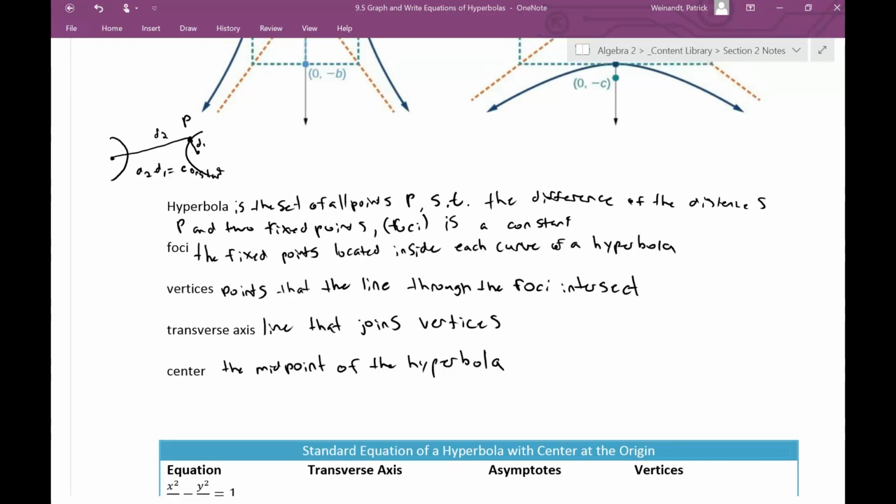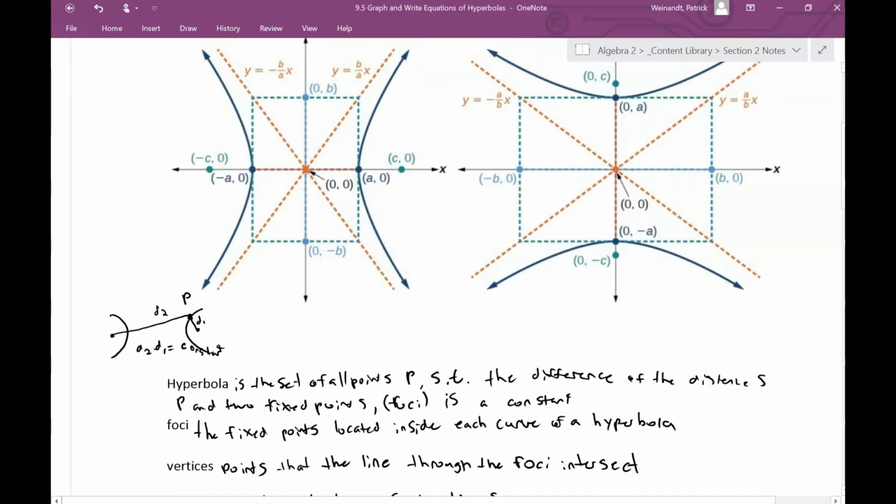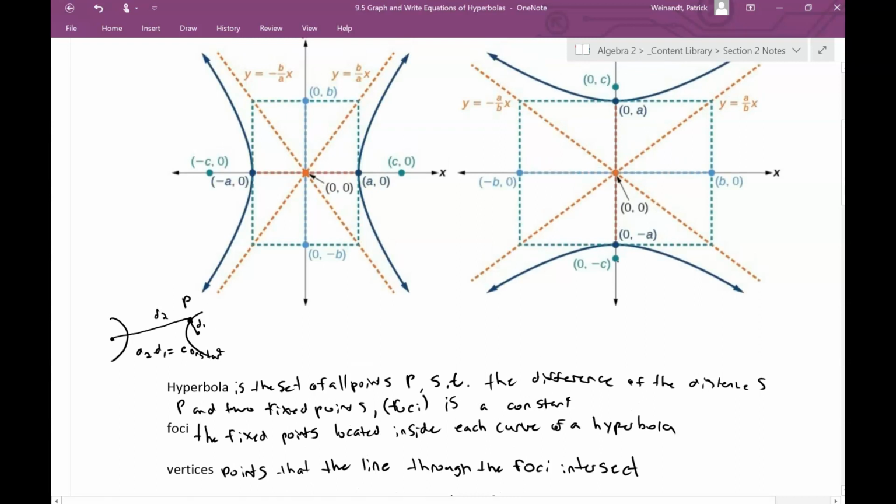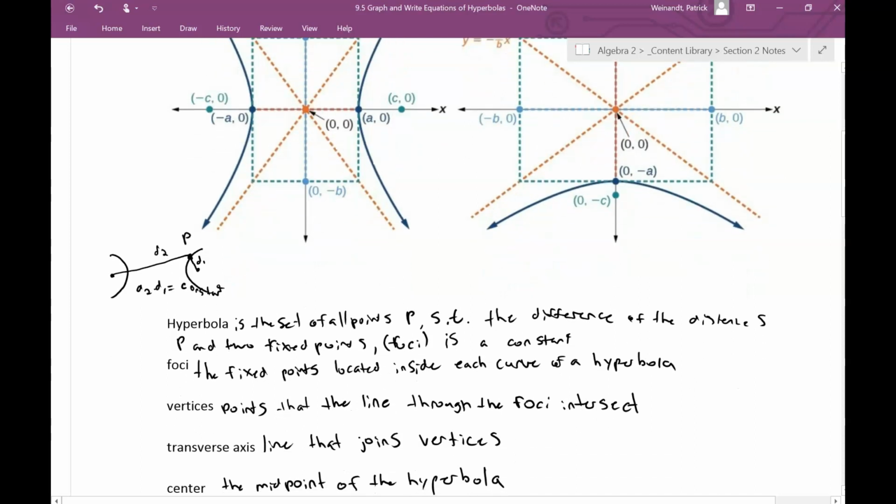So we have these other definitions. The foci are the fixed points located inside each curve of a hyperbola. If you look at the graph, these C values here, this C, this negative C, this C, this negative C over on this one, those are your foci. And much like an ellipse, they're aligned with that vertex there.